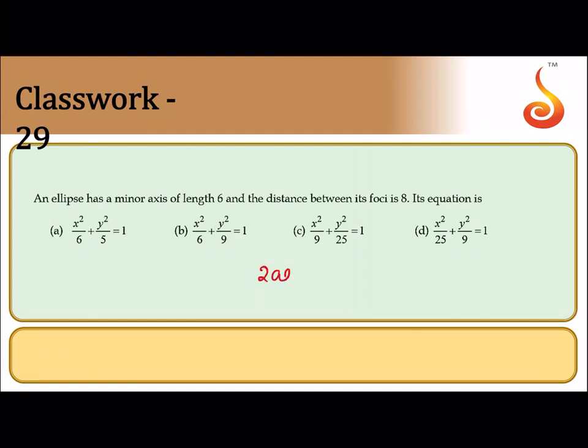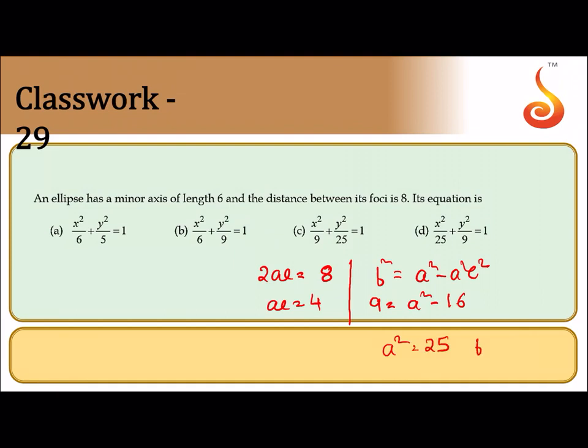29. An ellipse has a minor axis length 6 and the distance between the foci is equal to 8. Distance between the foci means 2ae is equal to 8. So we know ae is equal to 4. Then we know b square is equal to a square minus a square e square. The length of the minor axis is given, so the b value is 3.